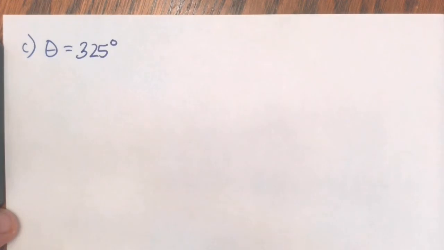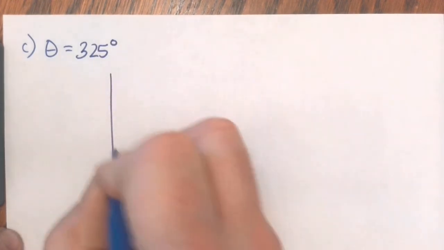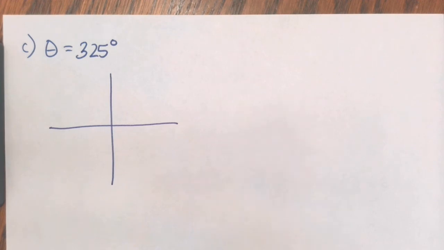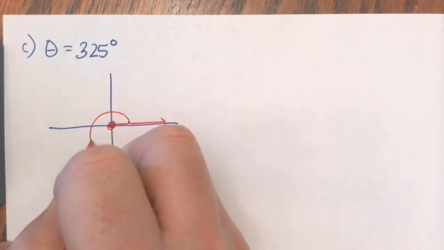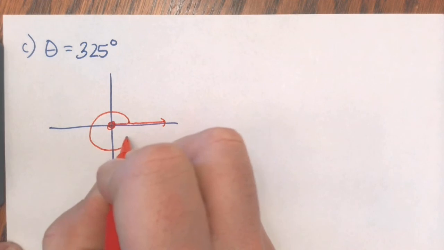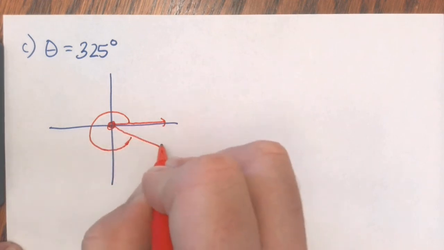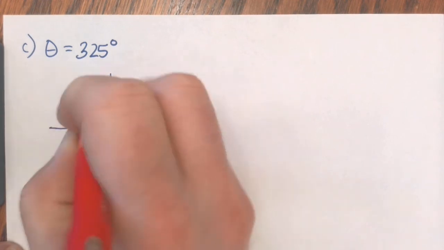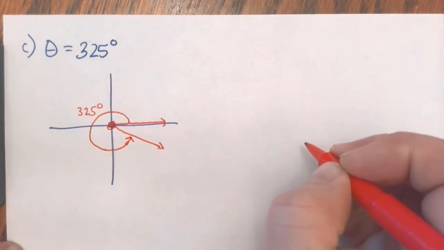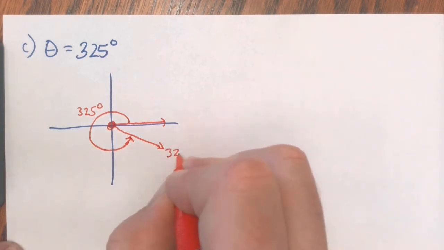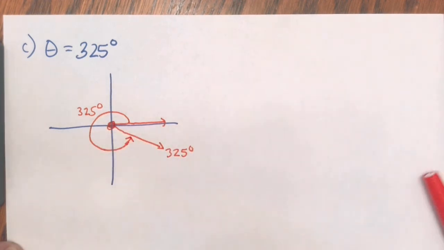For this one, we'll take a look at a 325 degree angle. 325, if you were to sketch that into standard position, it would be in a positive direction. So I'm going to rotate around counterclockwise. And we're rotating around 325 degrees. So 325 degrees, there's our angle there, there's our terminal side.